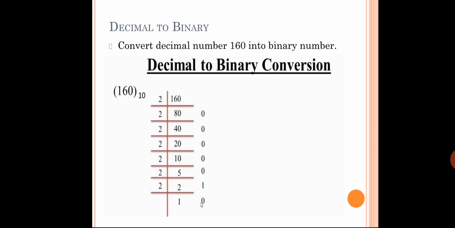So obviously you have to take the number from bottom side to up. Always remember, you are not coming from up to bottom, you have to go from bottom to up. So obviously 160 can be represented in binary as 10100000. Understood?